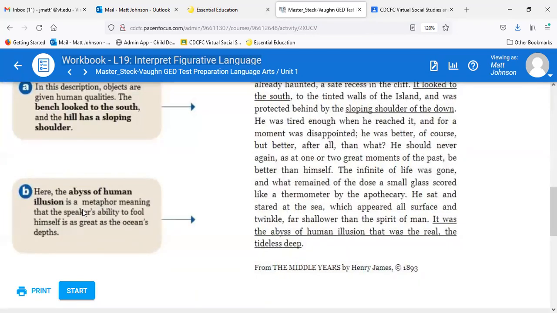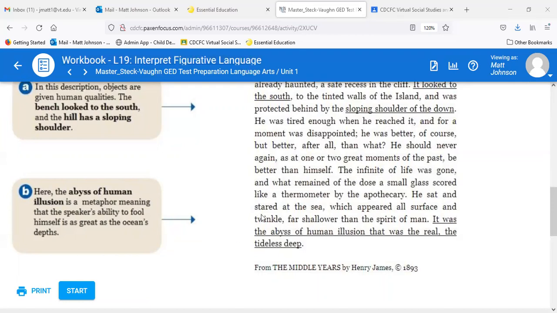And then second, here at the end, it says the abyss of human illusion is a metaphor, meaning that the speaker's ability to fool himself is as great as the ocean's depth. So it was the abyss of human illusion that was the tideless deep. So yeah, an abyss being like a pit, basically.